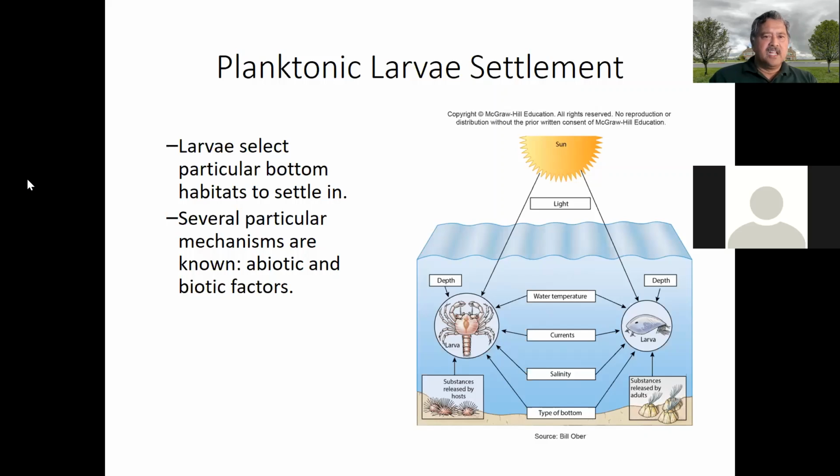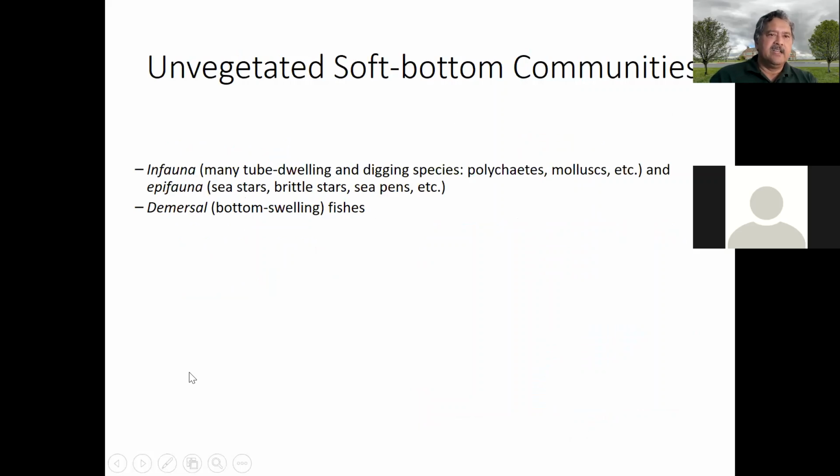These are abiotic factors. And so the larvae then, you can see in this picture all of these characteristics. These are abiotic characteristics, and these determine where the larvae are going to settle out. All right.